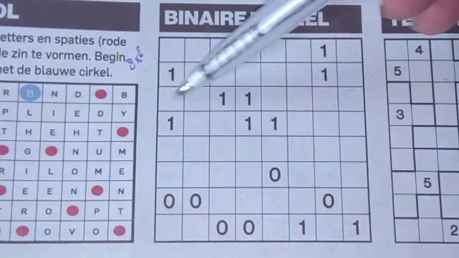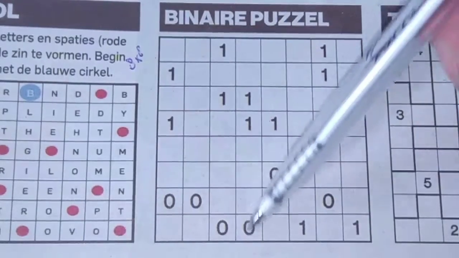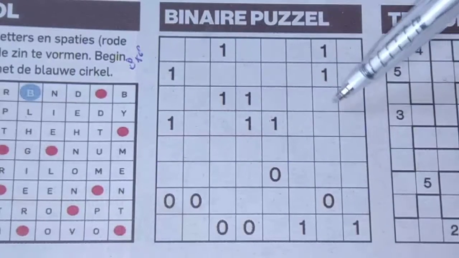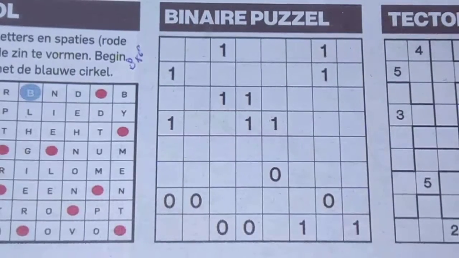That means in a row or in a column, there's always 4 ones plus 4 O's. 4 ones and 4 O's in a row or in a column. Alright, so let's get started.